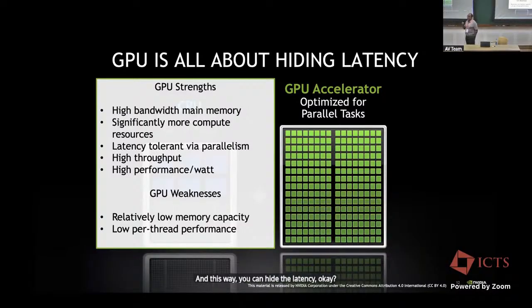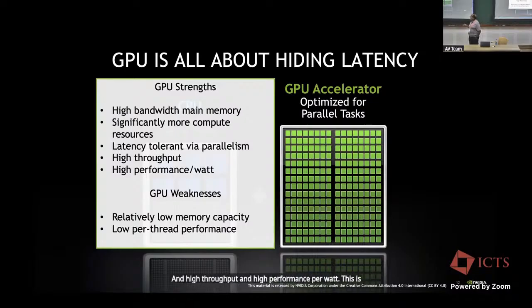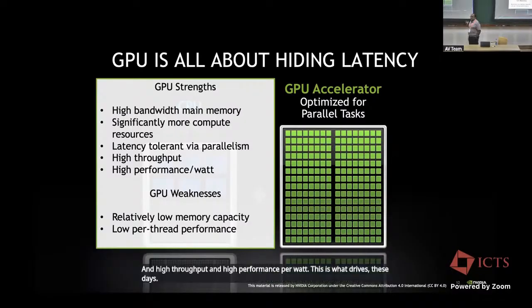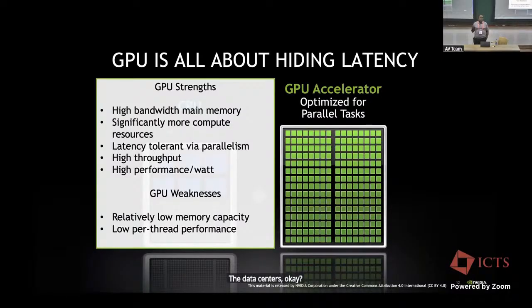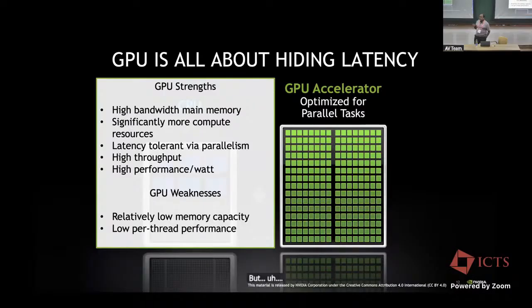The memory misses are still going to be costly, but you can still hide them, okay? And there is high throughput and high performance per watt. This is what drives data centers these days. You want data centers to have high performance per watt because power consumption can be a very significant factor. Per-thread performance is going to be low in the GPU because it's running at lower clock speeds, basically.